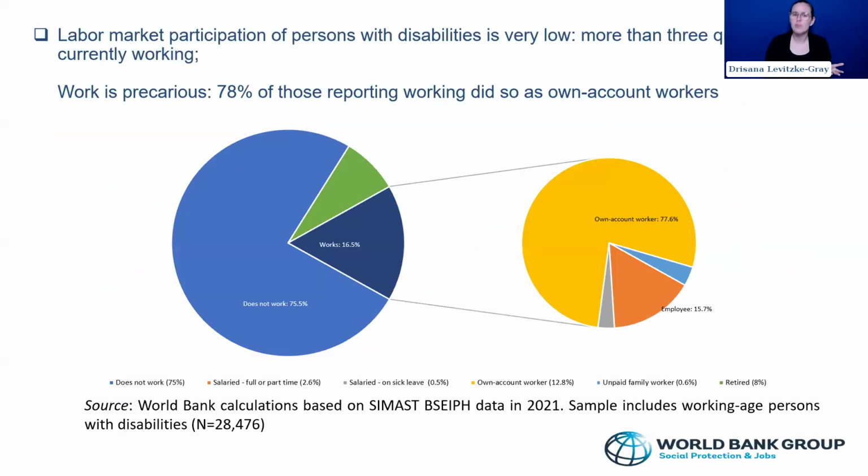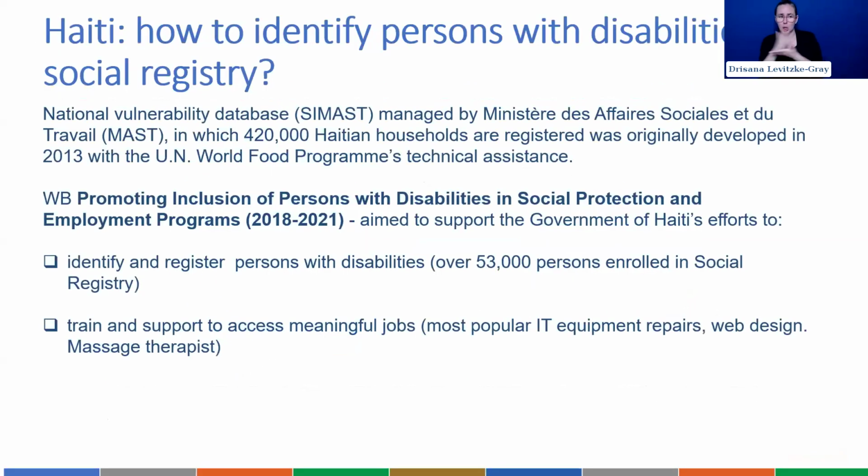When the World Bank was contacted for Haiti, we were mainly working on the employment and economic inclusion of persons with disability. What we found is that only around 16% of persons with disability are working, and among them only 15% are working as employees. Most of them are self-employed. So the World Bank started the project promoting inclusive persons with disability in social protection and employment programs.